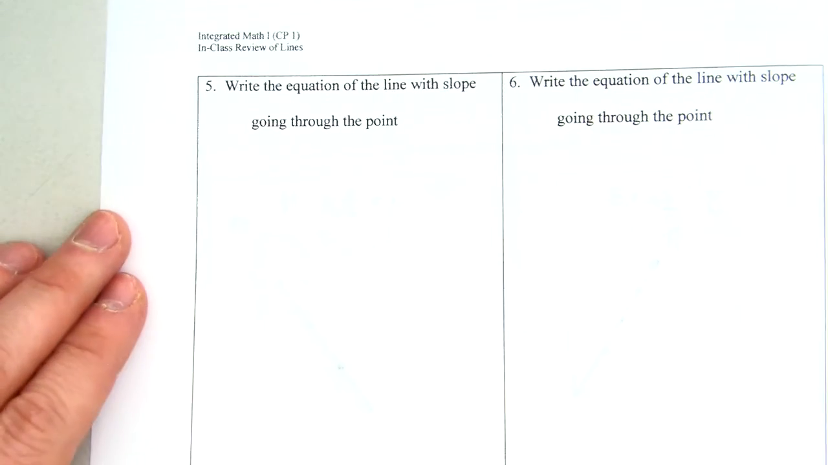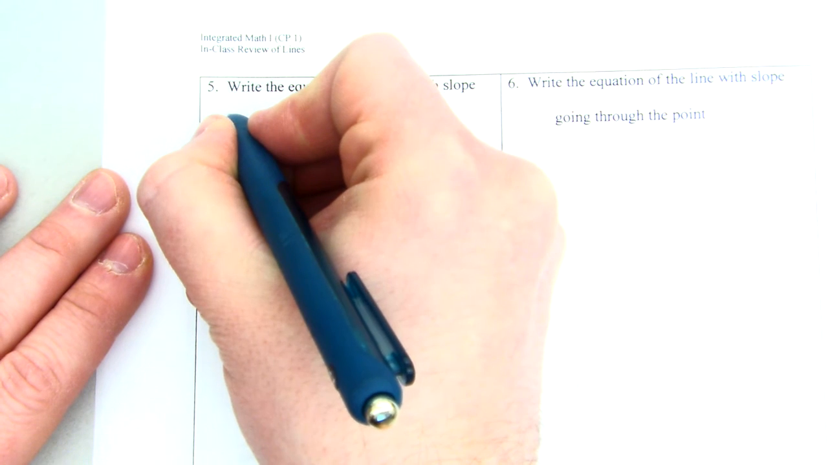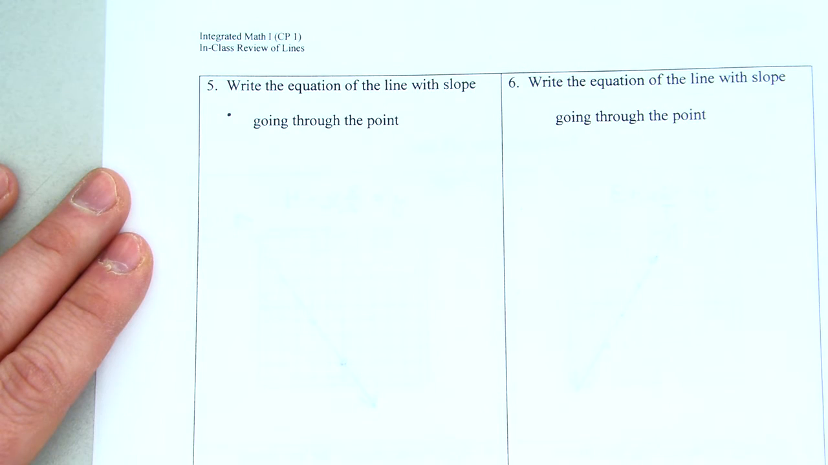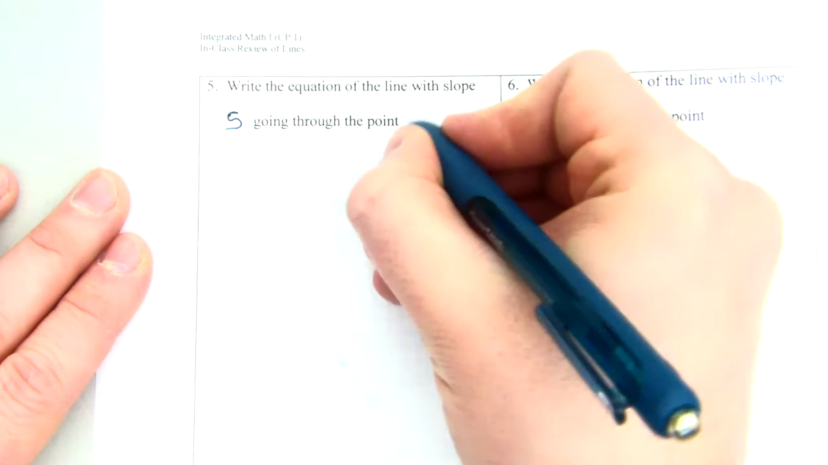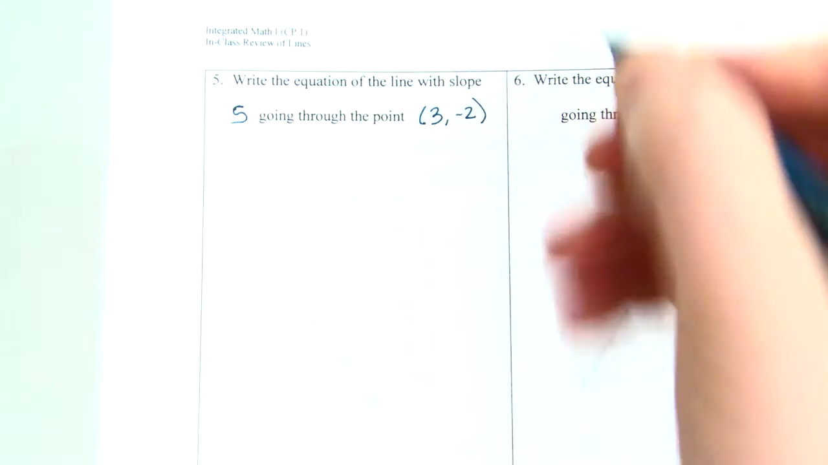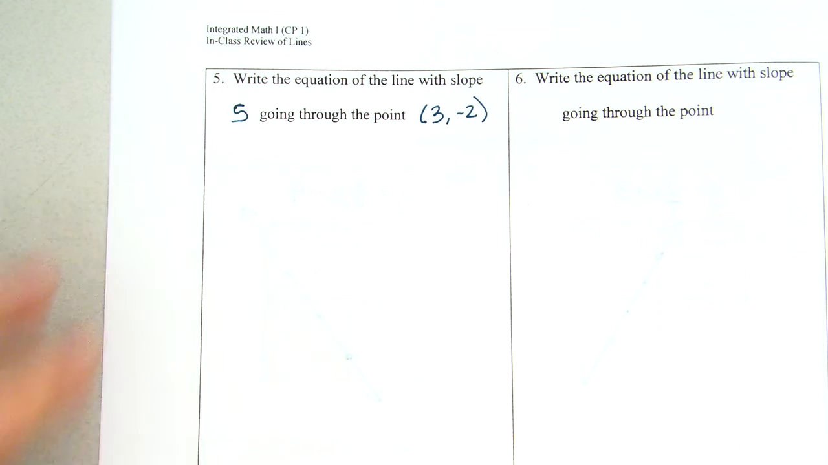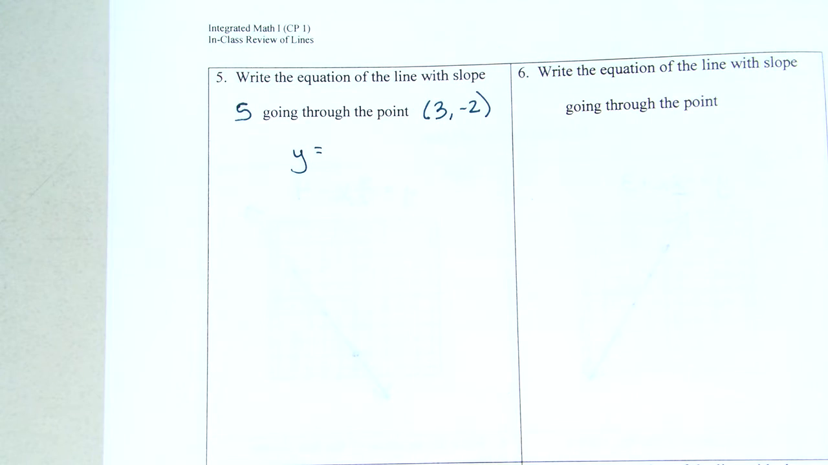Number 5, write the equation of a line with slope. Let's say our slope is, well, I think we'll start with an easier one. Slope 5 going through 3, negative 2. We want to write the equation of the line with a slope of 5 going through 3, negative 2. We're doing this together. And then you're going to try one like this on your own. I always start from y equals mx plus b.